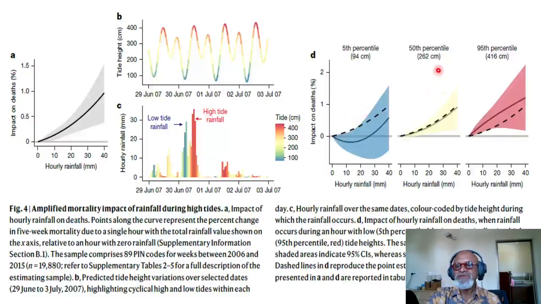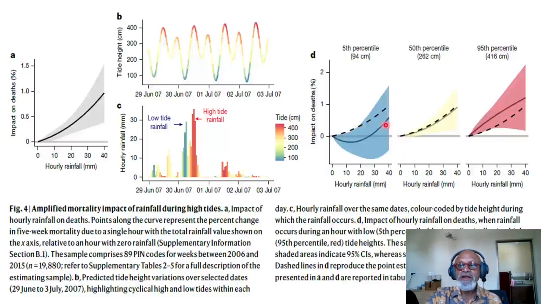At the 50th percentile, so a 262 centimeter tide level, you can see both are similar, with solid lines denoting the point estimates and dashed lines denoting the point estimates from A. So this is the overall, and they both agree here, but when you look at the 95th percentile, the 416 centimeter tide, you can see that these estimates are much lower than when extreme rainfall happens during high tide.